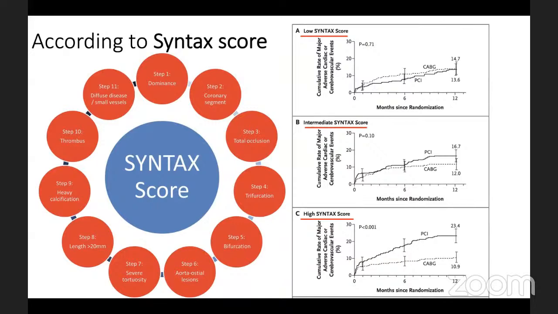So in this study, how did the result vary according to the SYNTAX score? They looked into the composite endpoint, which is the MACE. At low SYNTAX scores, as we can see in A, the p-value was not significant. PCI and CABG were equivalent for those patients with a low SYNTAX score. With those with an intermediate SYNTAX score, again, it was not significant, PCI versus CABG. However, for those with a high SYNTAX score, it was significant. So what they concluded at 1 year is that coronary bypass surgery is beneficial for those patients who have more complex coronary artery disease compared to intermediate and low SYNTAX score.